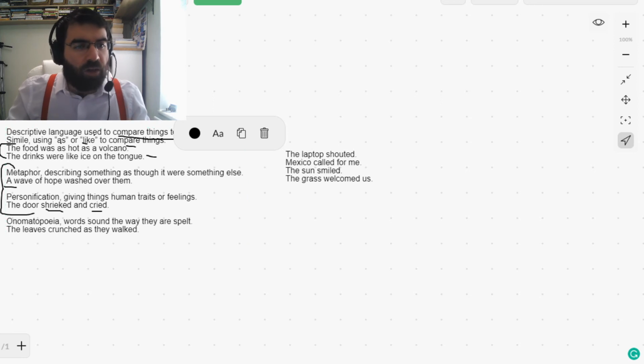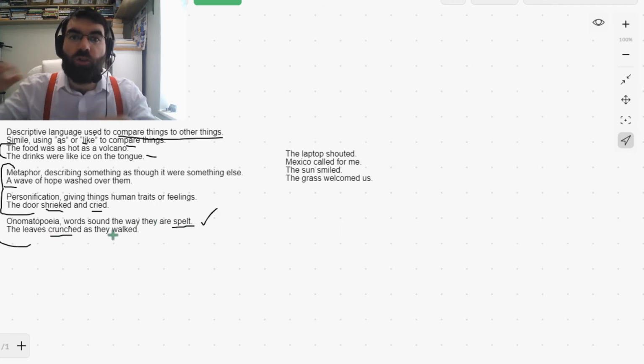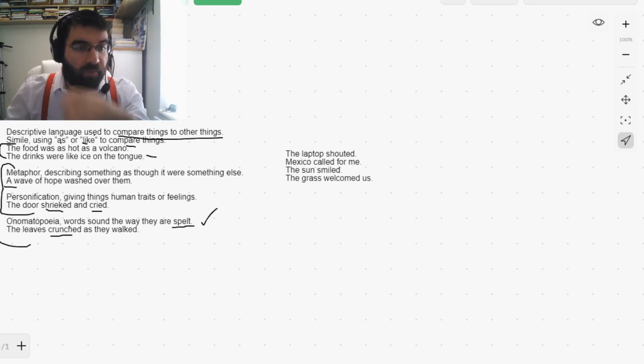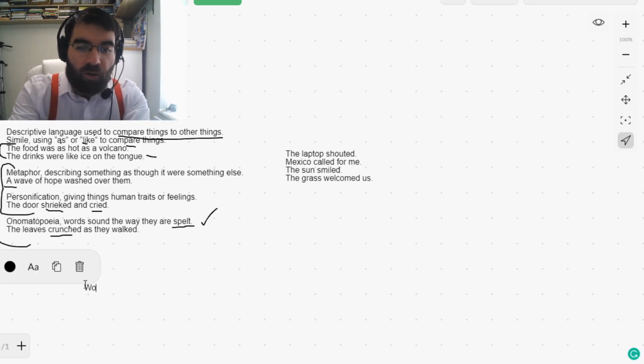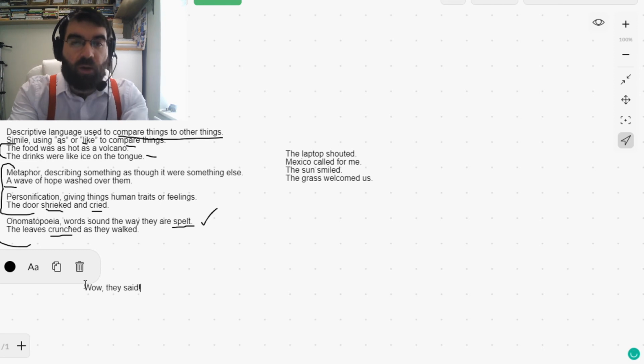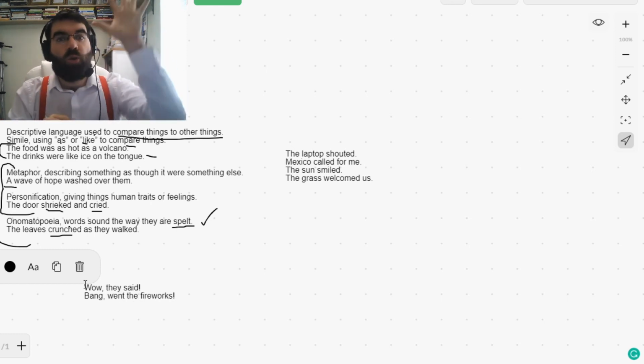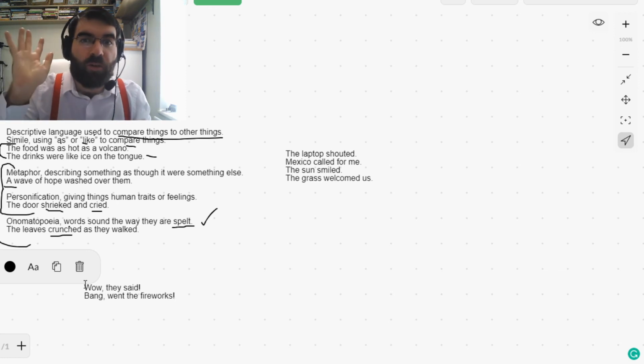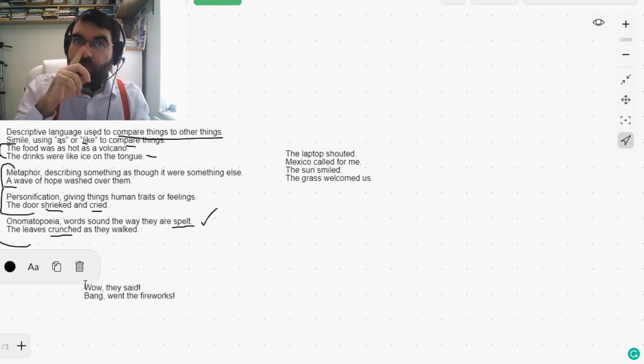Nice. And onomatopoeia is an interesting one. Words sound the way they are spelt. So the leaves crunched as they walked. Crunch. Or wow, they said. Wow. Or even bang went the fireworks. Bang. How cool is that?